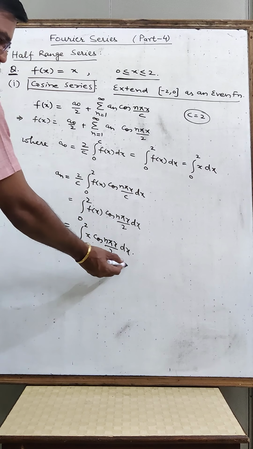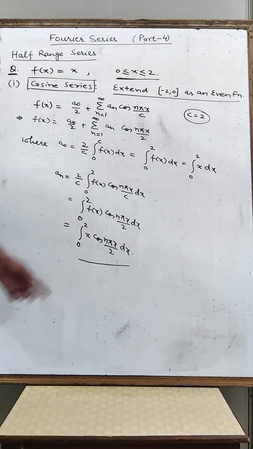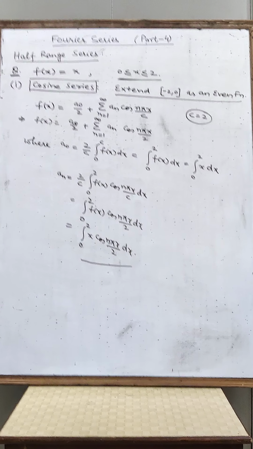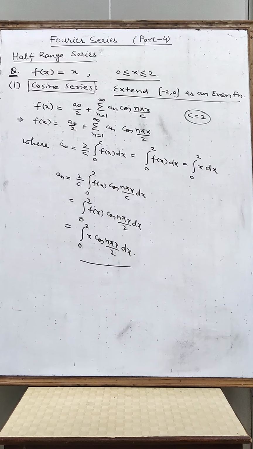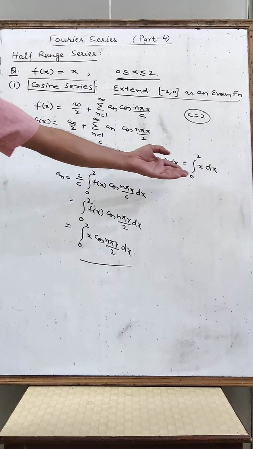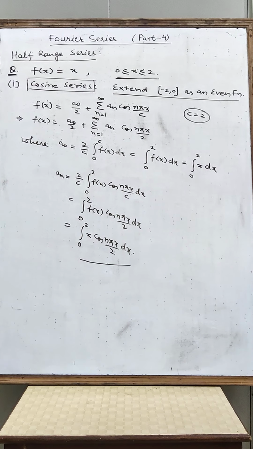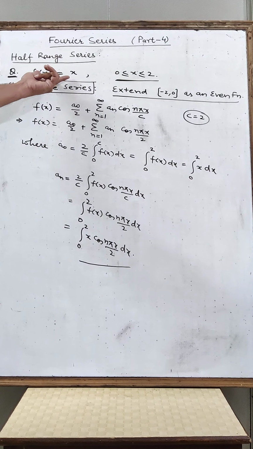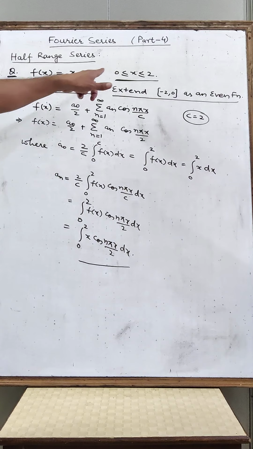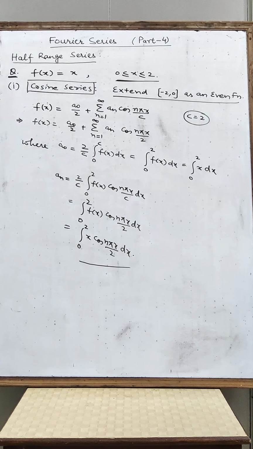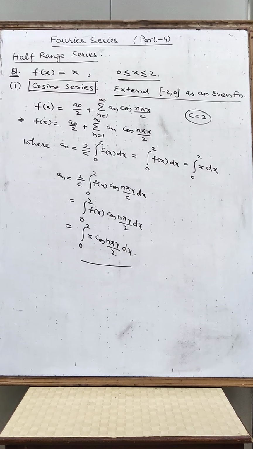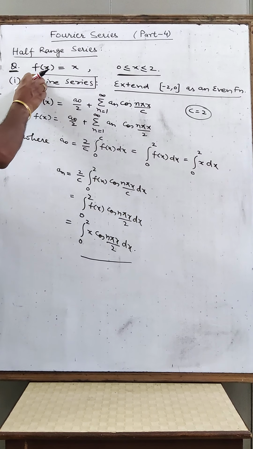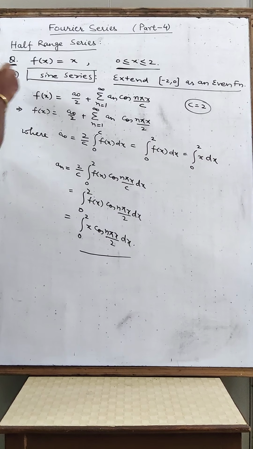So students, you can easily solve this integral. This integral is solved by parts, and find the values of an for all n. Here you can find the value of a naught, and in this way we can find the half range cosine series of this function when it is defined over the interval from 0 to 2. Again, I am taking the second case, that is we have to find the sine series.